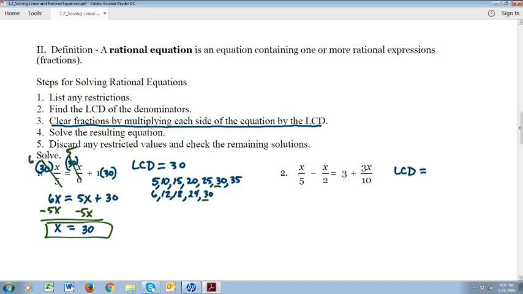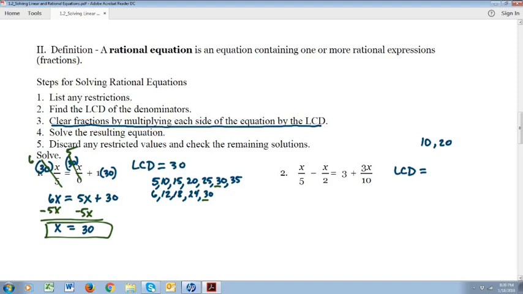Alright, let's look at number 2. Our LCD here is going to be 10. Now you could write all the multiples of 5, 2, and 10 out and find the smallest they have in common. The shortcut I would use, or that I do use, is I look at the biggest denominator, in this case 10, and I'm going to look at its multiples. Now notice 10 is divisible by the 2 and the 5, the other two denominators.